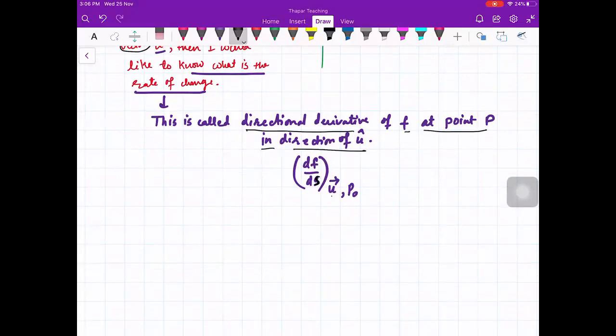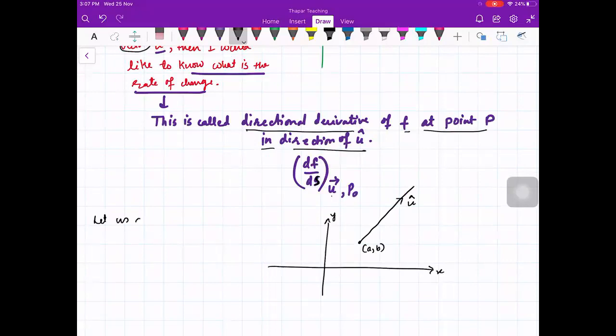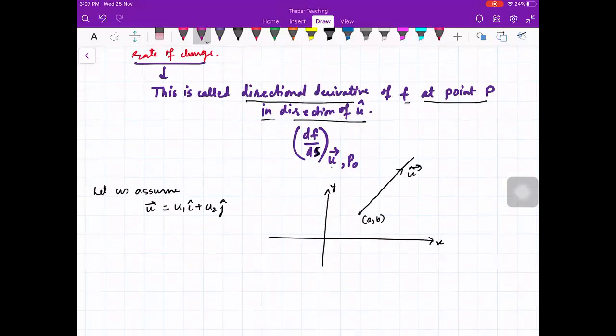Yes, ma'am. Okay, beta, now let us try to compute this partial derivative. You see, you are at a point (a, b). You are moving in a direction, and the unit vector in that direction is u cap. We are in the xy plane, so let us assume the u vector is u1 i cap plus u2 j cap. We can always assume this. Now, what is the equation of this line?